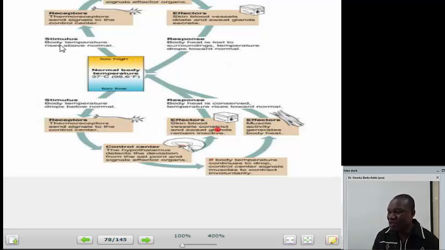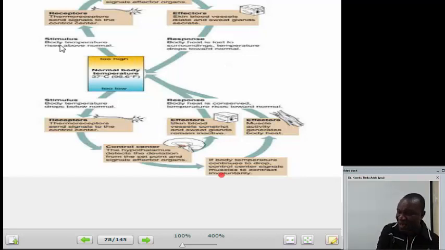The effectors will then generate the appropriate responses. And the response to cold will be the constriction of the vessels that supply the skin. So the blood flow to the skin decreases and very little heat is lost by radiation.